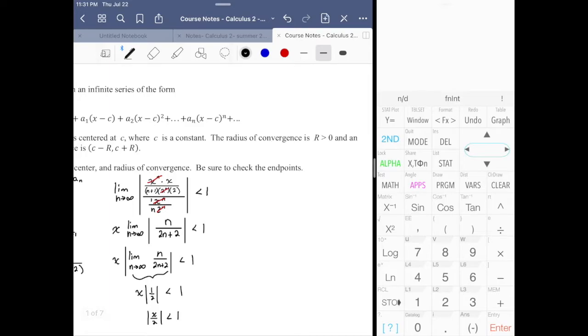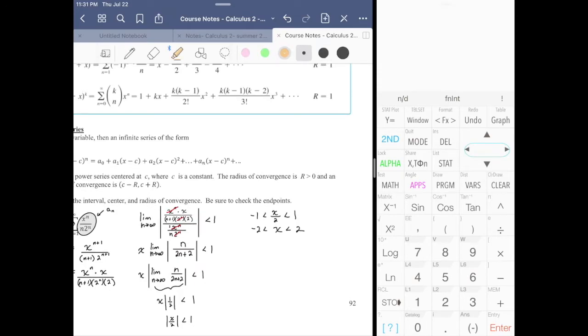So I'm going to write this now as -1 is less than x over 2, which is less than 1. I want to call that the definition of an absolute value. It's not quite as simple as that, but that's one of the properties or relationships that comes from solving absolute value inequalities. So I'm going to multiply everything by 2 and get bounds of -2 to 2 on x. All right, so these are my bounds.